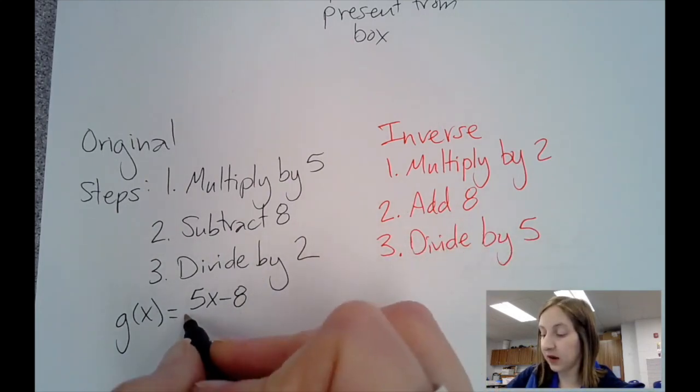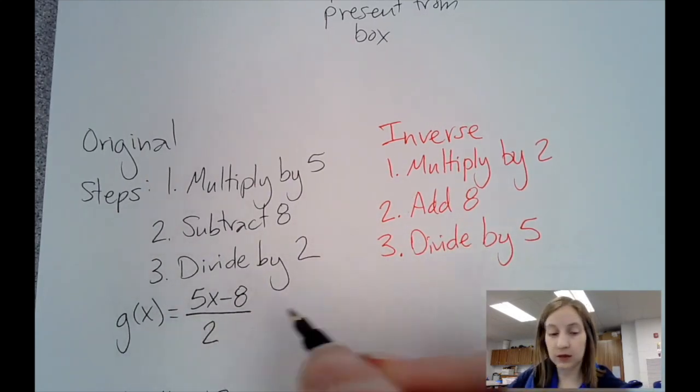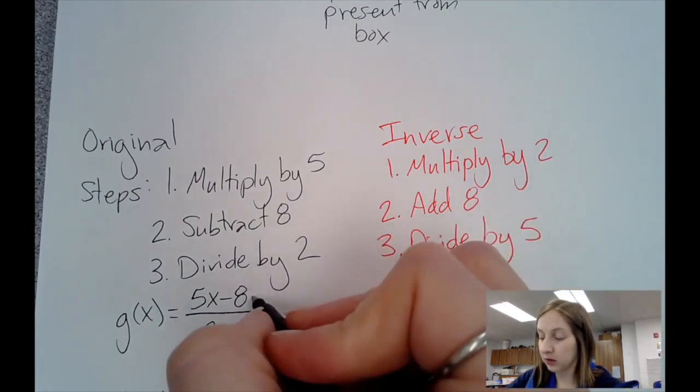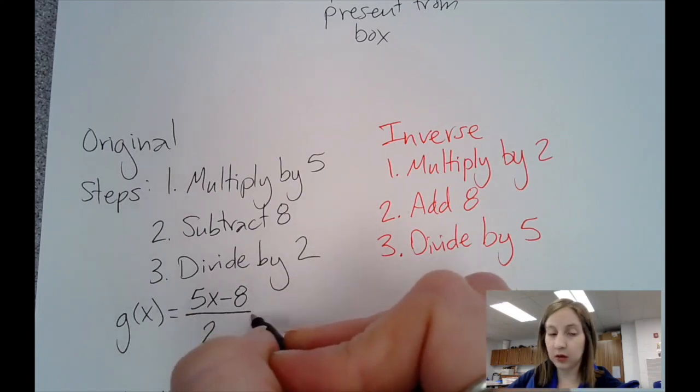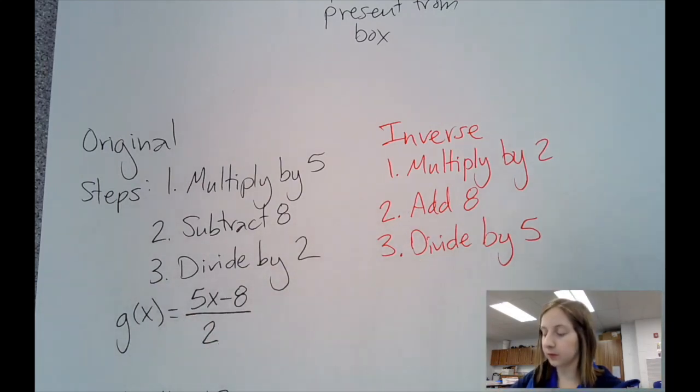Then we take the result of that and all of it gets divided by 2. You can't just put a little divide symbol 2 here, or it's only dividing the 8 by 2. You got to make sure the whole thing gets divided by 2.